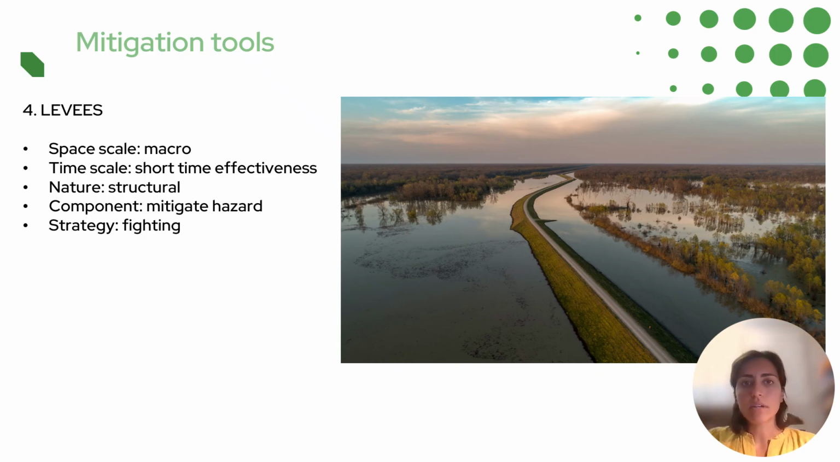Another classical hydraulic defense measure is levees. Levees run along rivers and are designed to keep water inside the river channel, protecting the surrounding land. These are again structural measures implemented at the macro scale. They provide immediate effectiveness, but only if they are properly maintained and monitored. The aim is to mitigate the hazard, but if a levee breaks, the consequences can be extremely severe, because water floods suddenly into the areas that were assumed to be safe.